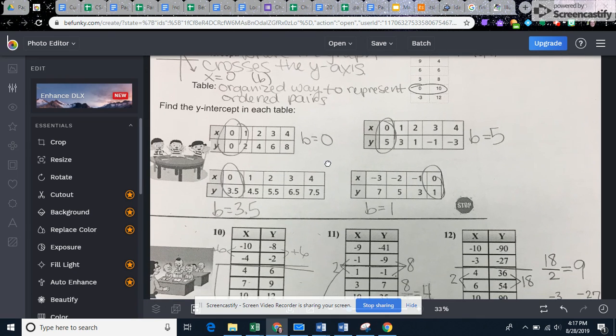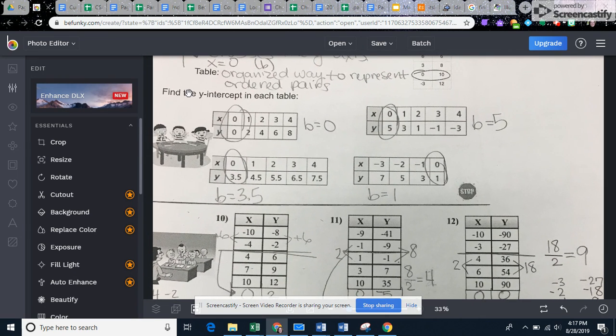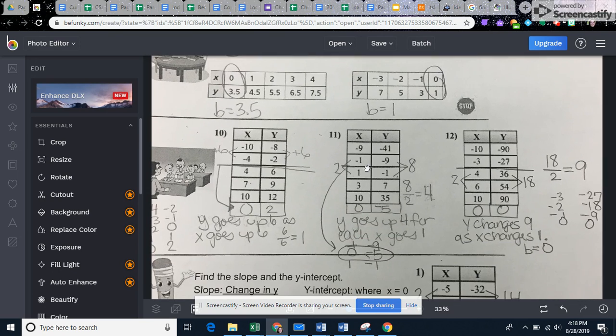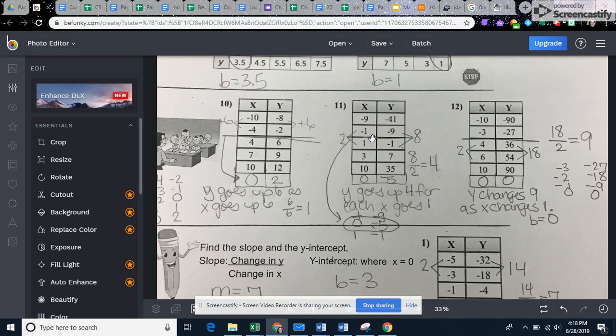Looking down here in your small groups, I want you to be able to identify that. And I made them all to where it's really easy. Here's x equals 0. What is b, or what does y equal? 0. So b equals 0. Here, when x is 0, y is 5. b equals 5. x is 0 here, b is 3.5 because your y was 3.5. So you're always looking where x equals 0. Over here, x equals 0. What does y equal? 1. Therefore, b equals 1.